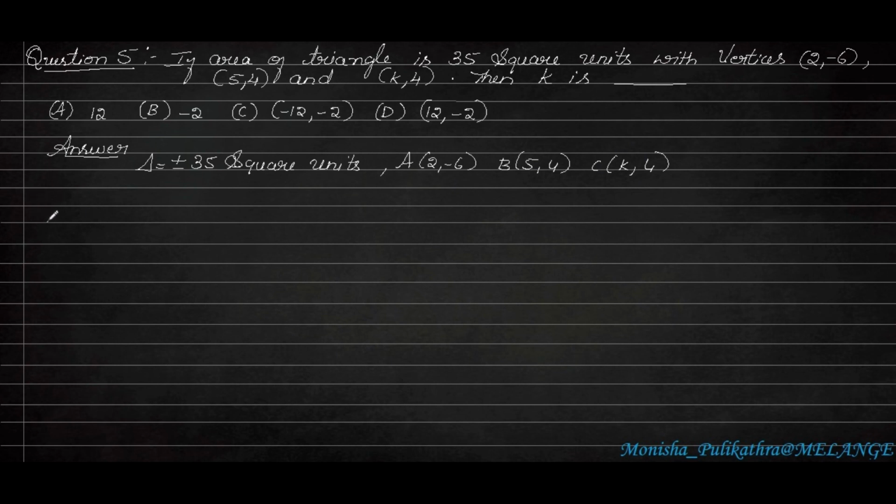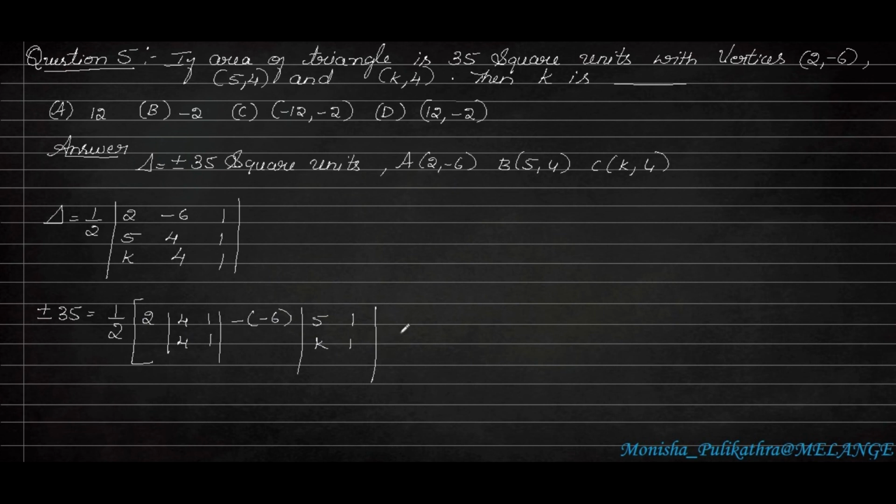As usual, we have to write the triangle formula. Delta is equal to half into the determinant form. So first is 2 minus 6, second is 5 4, next is k 4. The last column should be filled with 1. So here the delta is plus or minus 35 is equal to half. So when I take 2, the remaining will be 4 1, 4 1. Next, minus of minus 6. Here the remaining will be 5 1 and k 1. So next is plus 1. So when I take plus 1, the remaining is 5 4 and k 4.